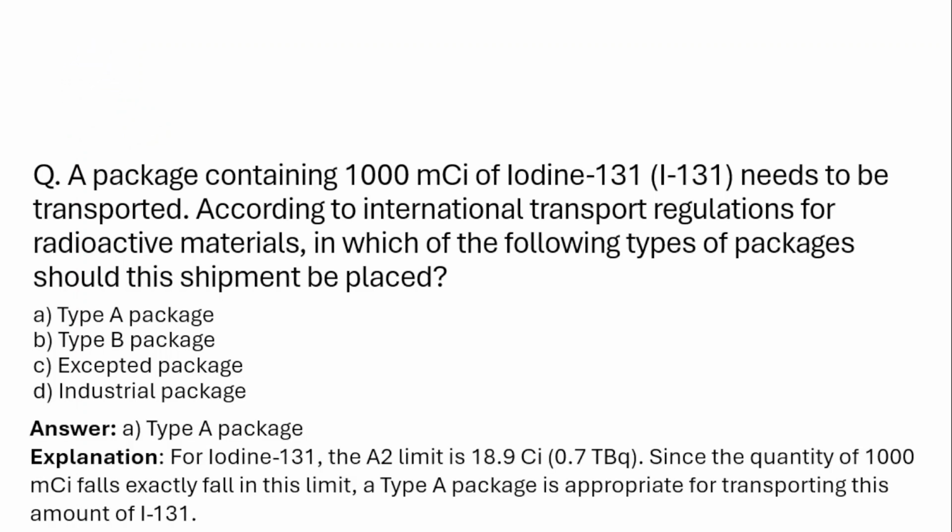For this question, you can refer to the safety code issued by AERB related to transport of radioactive material. Iodine 131 has an A2 limit of 0.7 terabecquerels, which in curies is 18.9 curies. Since we want to transport 1000 millicuries of iodine 131, which falls within this limit, the package selection will be a Type A package.